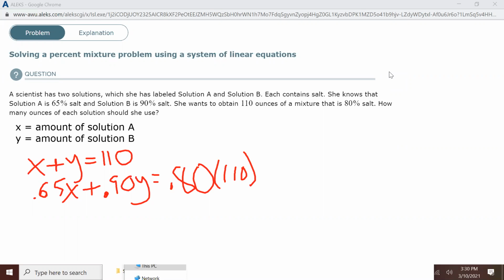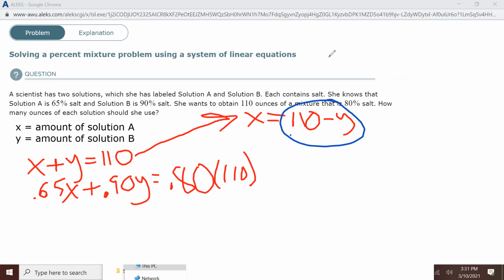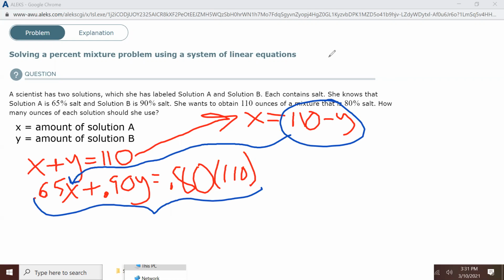And so one way to take care of this would be the substitution method. So I will take this equation and solve for x or y. I'll solve for x. So I can now replace x with 110 minus y in the other equation so that I end up with this.